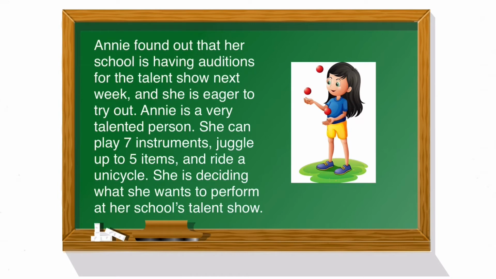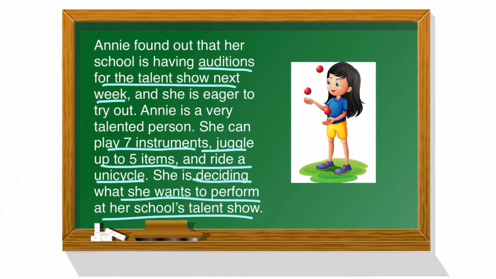Now, did you say that the key details include that auditions for the school's talent show are next week? Did you also say that she can play 7 instruments, juggle up to 5 items, and ride a unicycle? And did you also say that she is deciding what she wants to perform at her school's talent show? If so, you are correct.